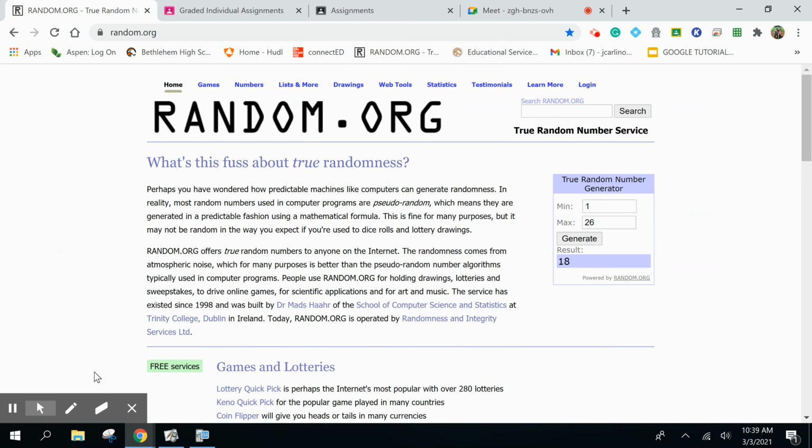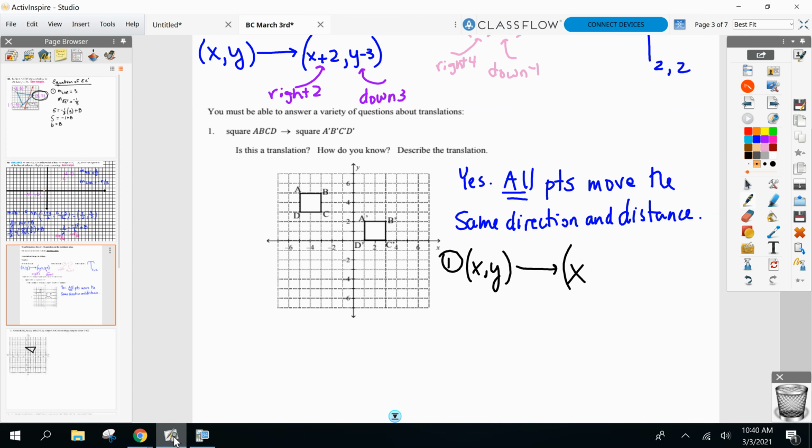What do you want me to jot down here? Zach, what do you want me to write down? Right 6. What do I do? x plus 6, and y minus 3, down 3. There you go. There's function notation. Let's practice vector now.